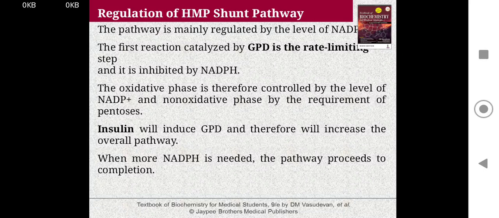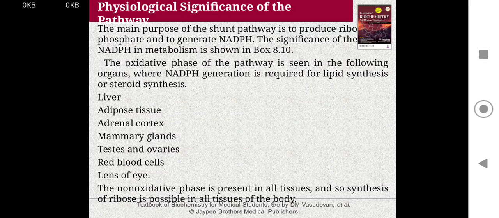Insulin will induce the glucose 6-phosphate dehydrogenase and therefore will increase the overall pathway. When more NADPH is needed, the pathway proceeds to completion. Now, physiological significance of this pathway. The main purpose of the shunt pathway is to produce ribose 5-phosphate and to generate NADPH.